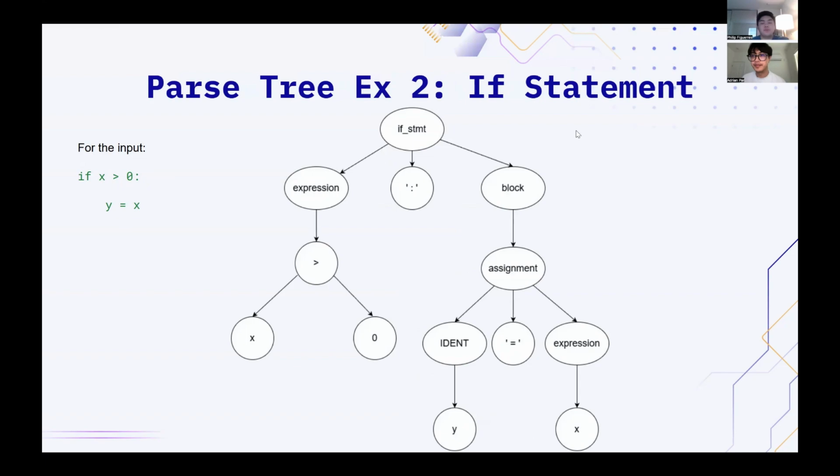Moving into our second example, which is an if statement. First, we have the source code on the left, which is if x is greater than 0, then y is equal to x. Moving into the parse tree, the if statement is separated into subtrees, where the left subtree is an expression, where we first call the expression that goes into x greater than 0. So we take the greater than, and then the subtrees of that are x and 0. Then moving to the right subtree, we have block, which moves into an assignment and then is separated into indent and expression. As you can see, y is equal to x is indented and then turns into y equal x.